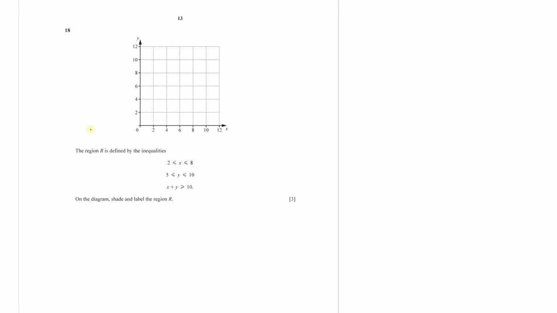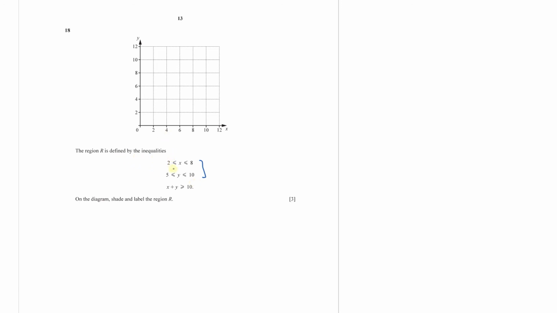Question number 18: the region R is defined by the inequalities. So x is greater than or equal to 2 but less than or equal to 8. Y is greater than or equal to 5 but less than or equal to 10, and x plus y is greater than or equal to 10. On the diagram, shade and label the region R. So these two would be pretty straightforward to draw. We can draw these lines first, which are the boundaries for region R here.